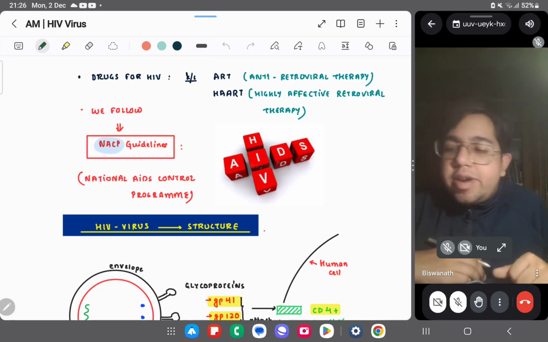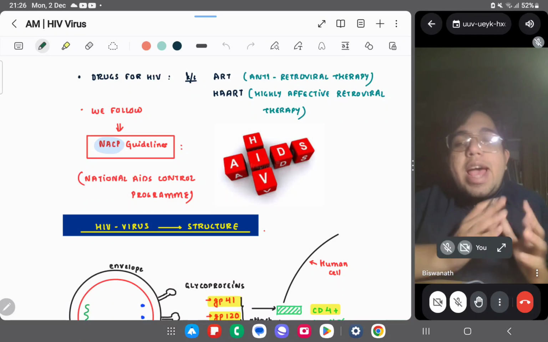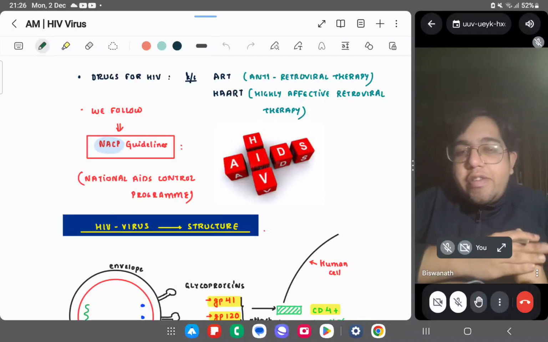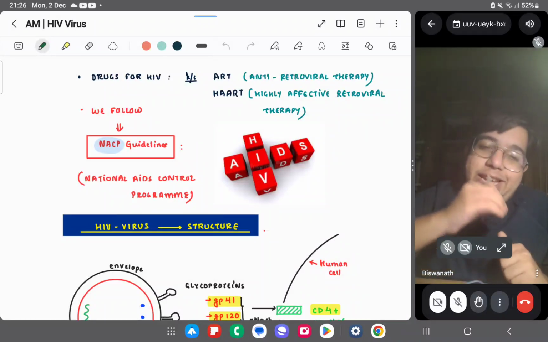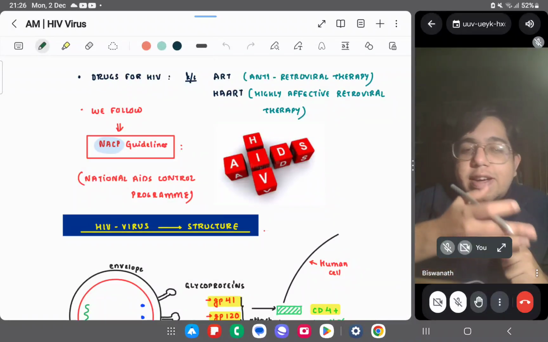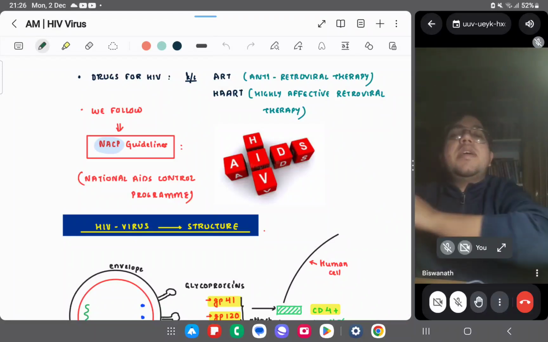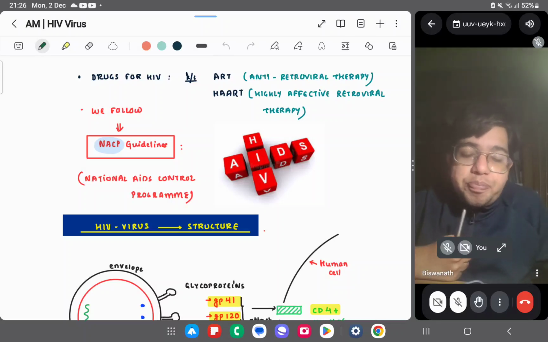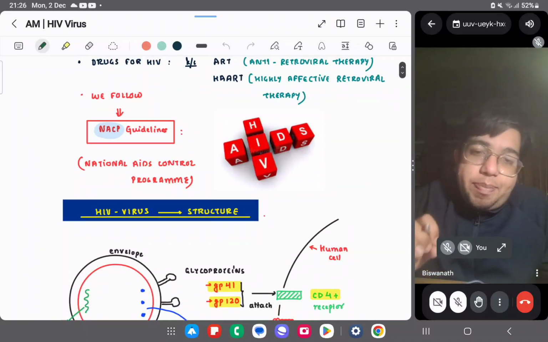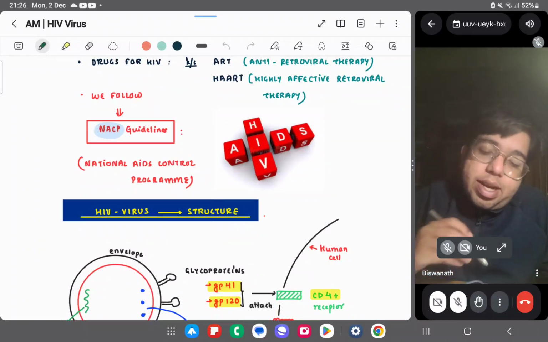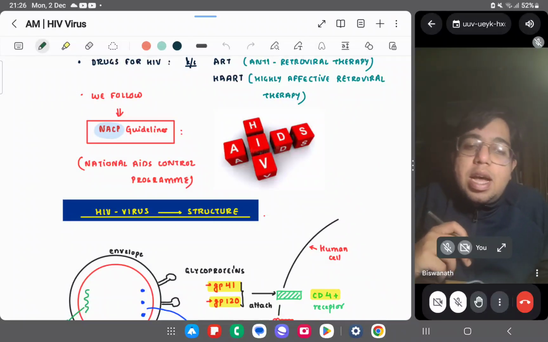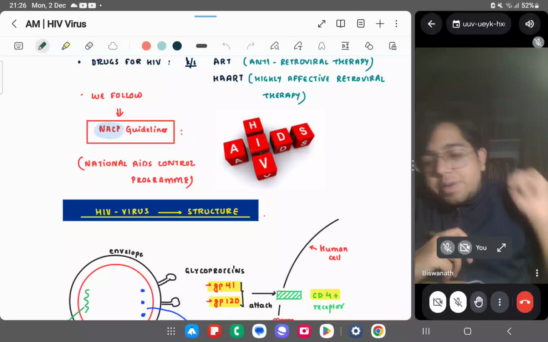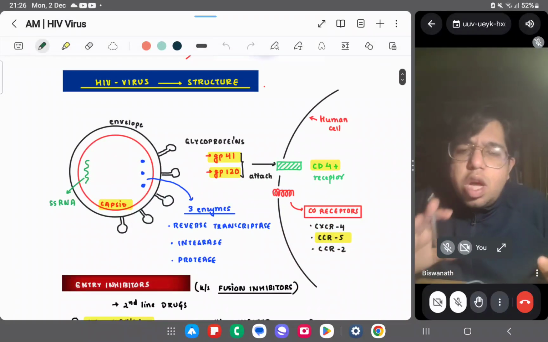So, talking about the drugs of HIV, you can have ART, antiretroviral therapy, or you can have HAART. Nowadays our approach is moving towards a more holistic approach. So you can have highly effective antiretroviral therapy, right? And we follow the NACP guidelines. NACP is the National AIDS Control Program. Our government has made beautiful guidelines for AIDS, right?